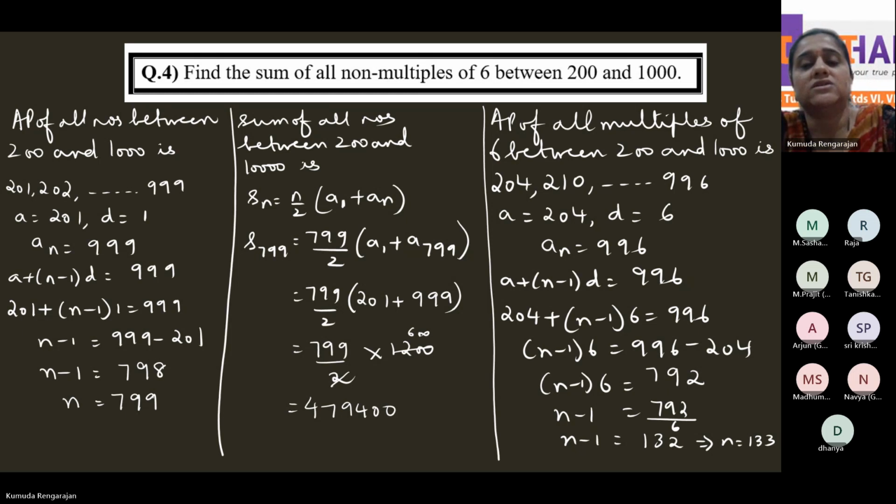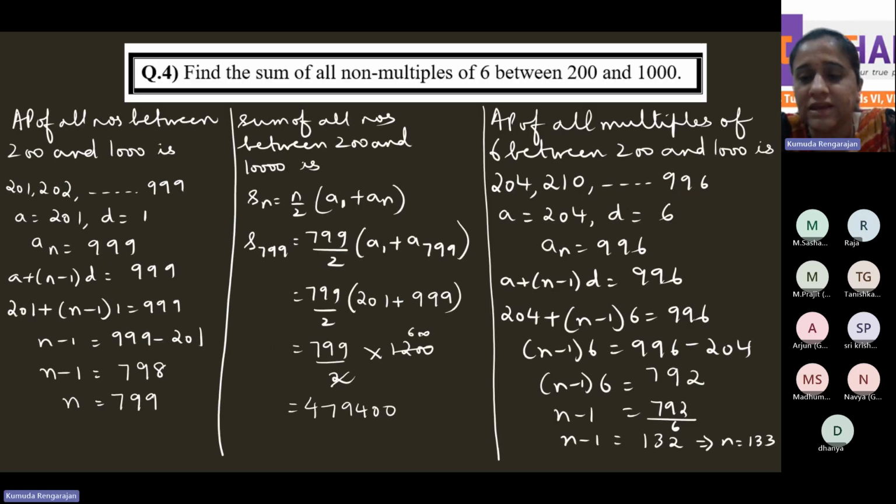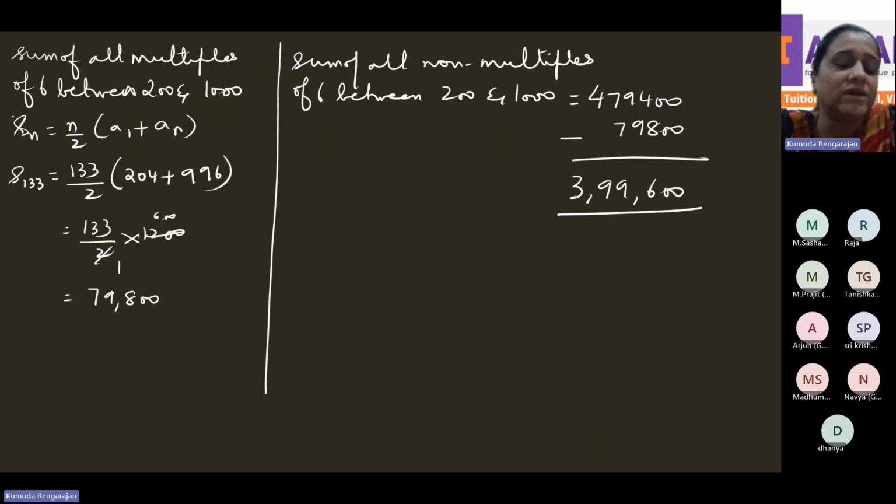The second part, generate the AP of all the multiples of 6 between 200 and 1000. So we find that A is 204 and D is 6. And again, you need to find the number of terms in this AP. So AN is 996. Using that, find the value of N, which is 133. Now find the sum of the members of this AP, which means S133. The second AP has 133 terms. Find S133, and that is 79,800.